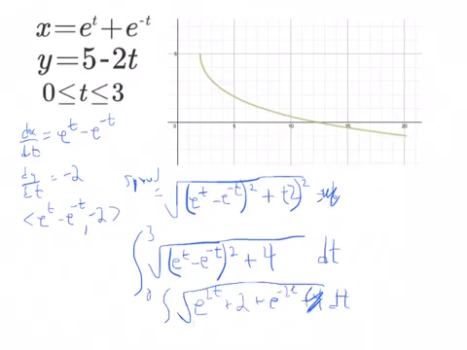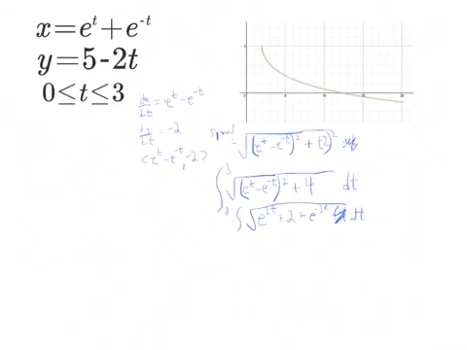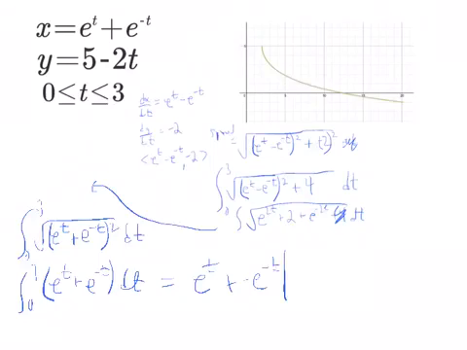It is e to the t plus e to the negative t, squared. So then this will simplify to, actually, let me see if I can move this stuff up a little bit here. Ooh, look at that. I can move this up, create a little bit more space. So this becomes the integral from 0 to 3 of the square root of e to the t plus e to the negative t, squared, dt, which becomes e to the t plus e to the negative t, dt, evaluated from 0 to 3. The antiderivative is e to the t, plus negative e to the negative t, evaluated from 0 to 3.